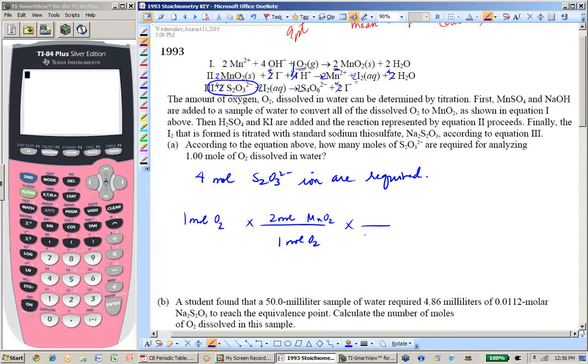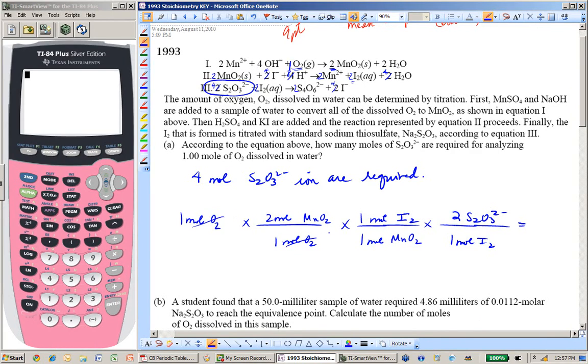And then what happens? 1 mole of MnO2 in the next step. Before I doubled everything, it was 1 mole to 1 mole of iodine, I2. And then, how do I get rid of that I2? There's 1 mole of I2, again, before I doubled it originally, to 2 moles of S2O3 2 minus. So what do you end up coming out with? Cancel, cancel, cancel. So I have 1 times 2 times 1 times 2. That would be 4. Divided by 1, divided by 1, divided by 1, that's still 4 moles of S2O3 2 minus ion.